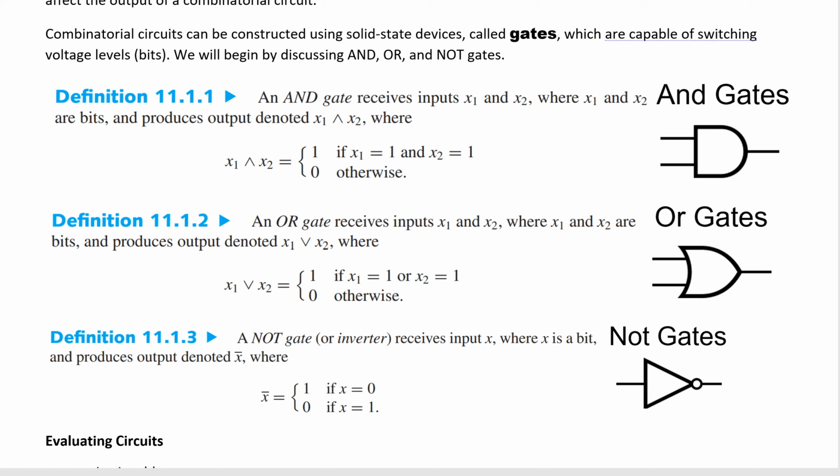And then a NOT gate or inverter receives input x, where x is a bit, and produces output x bar. That's like the NOT. So if the input is 0, then the output is 1. If the input is 1, the output is 0. So it's really like the NOT in our logic operators. The NOT gate is a triangle, and then you have a little circle attached to it. So that is the NOT gate. You can see the AND gate and OR gate have 2 inputs and 1 output. The NOT gate has 1 input and 1 output.